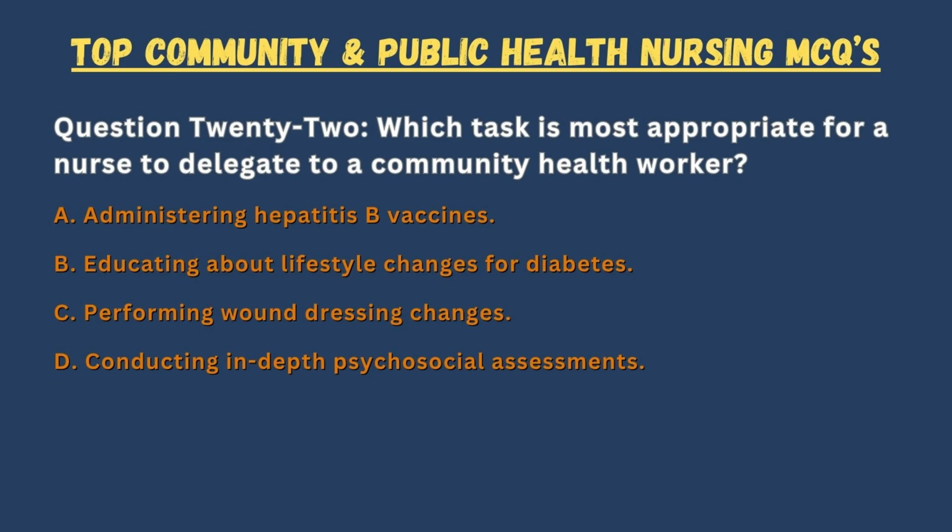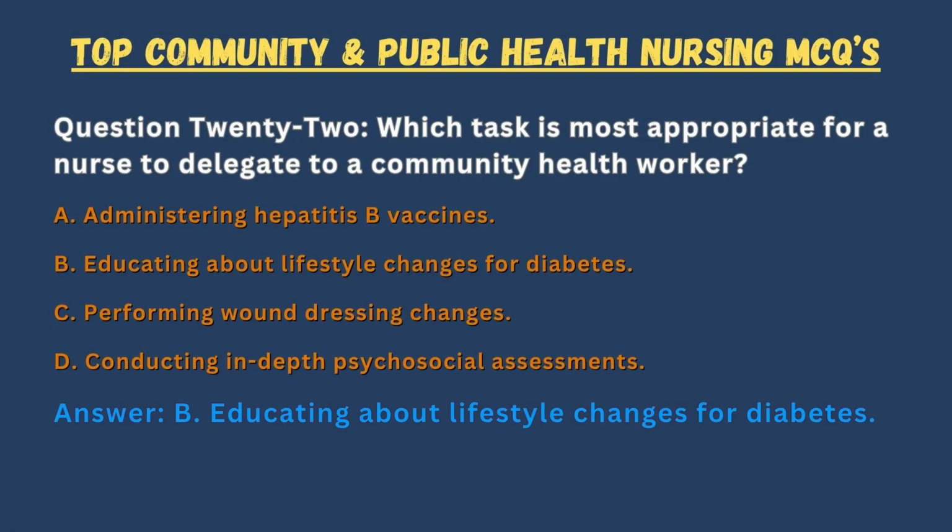Question 22. Which task is most appropriate for a nurse to delegate to a community health worker? A. Administering hepatitis B vaccines. B. Educating about lifestyle changes for diabetes. C. Performing wound dressing changes. D. Conducting in-depth psychosocial assessments. Answer: B. Educating about lifestyle changes for diabetes.